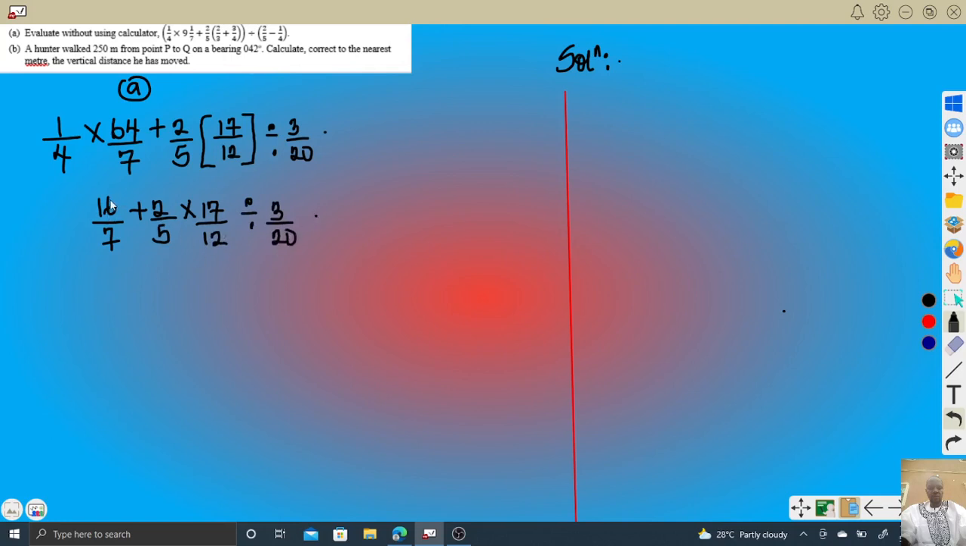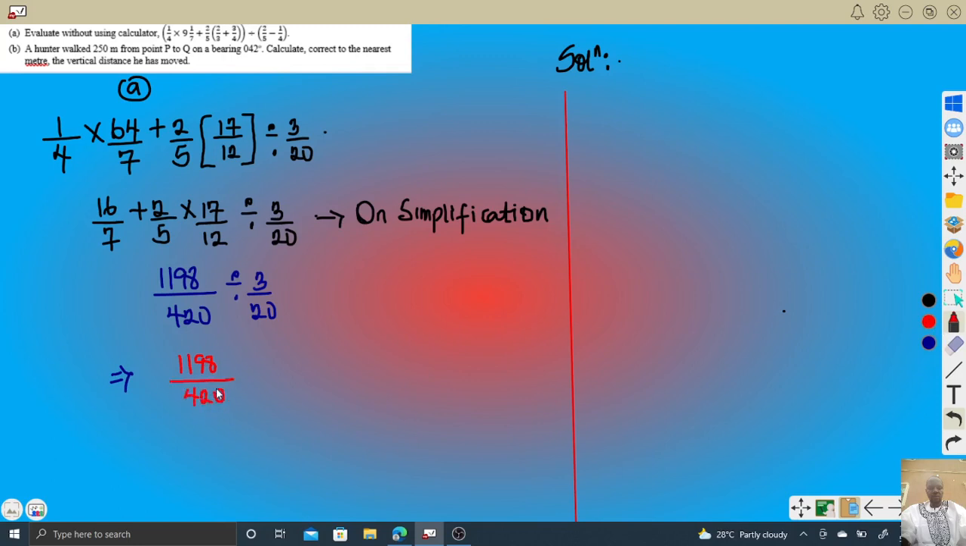Next step, my dear student, is just to break all these down. You can just do them on simplification, like I do say, on simplification. We are going to have this, we can add and cut. I'm using the calculator right now. 1198 over 420 divided by 3 over 20. So we can also simplify this finally. 1198 over 420, we have to flip this. Everybody knows, 20 over 3.